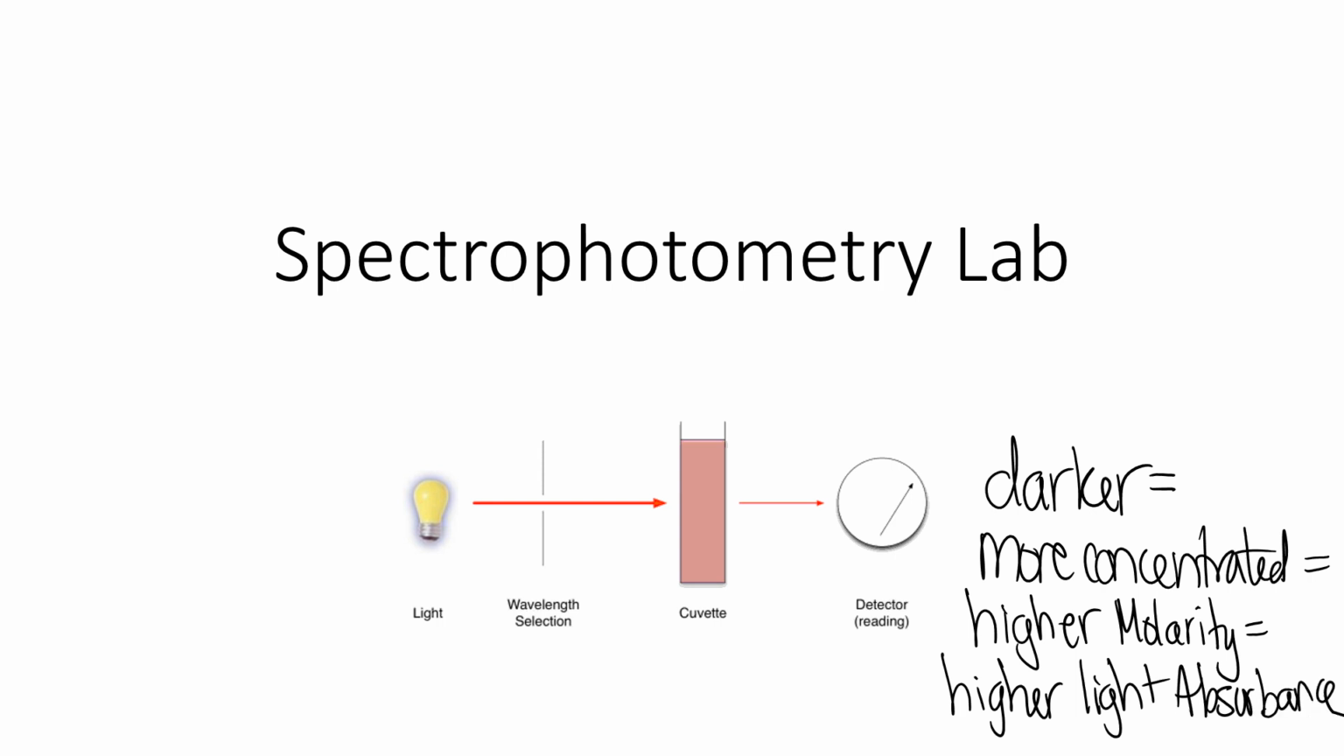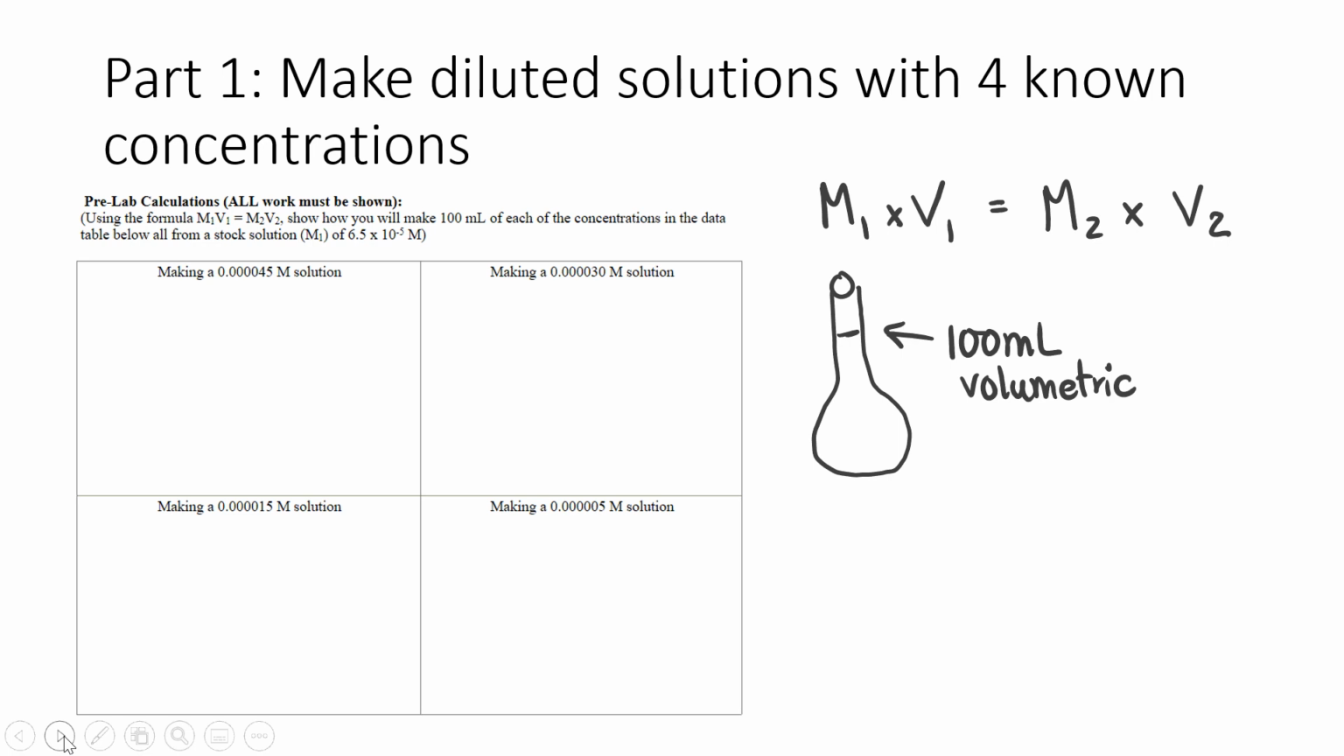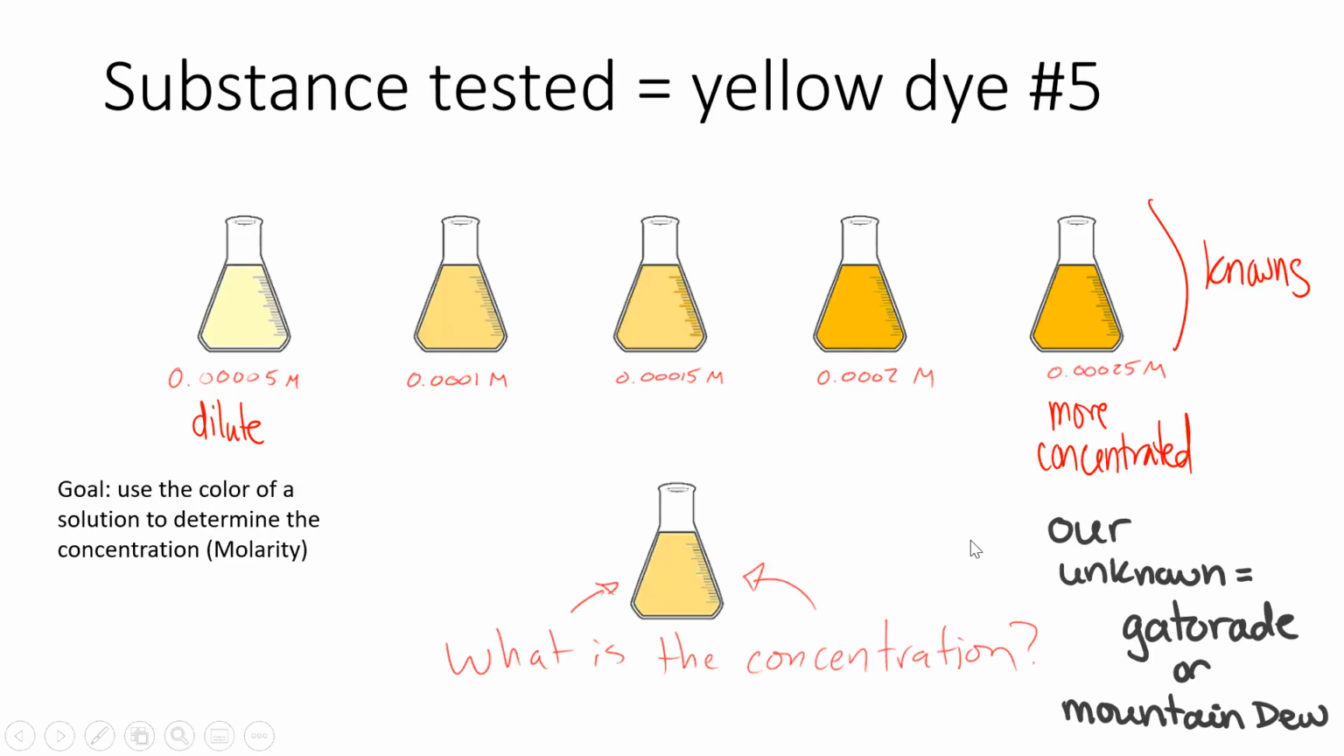So the idea here is that when a solution is more concentrated, like this one over here, it looks darker. The reason why it looks darker is because this solution is absorbing more light, because there's more of those dissolved particles in the solution. And so our goal in our lab is to try and figure out the concentration of our unknown. That's either Gatorade or Mountain Dew. We're going to test both of those things. And we're trying to figure out what is the concentration of yellow dye in the Gatorade and Mountain Dew.